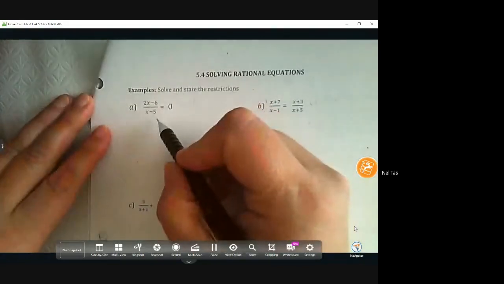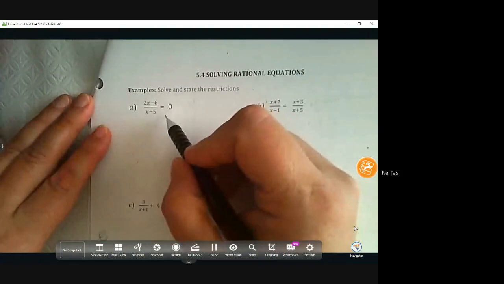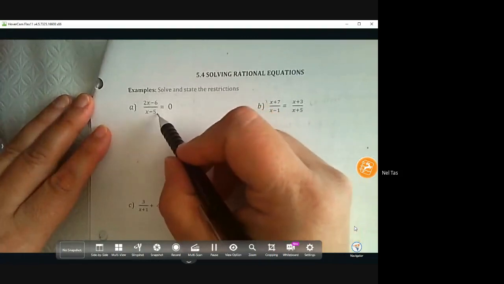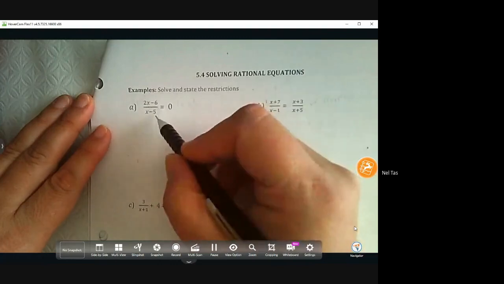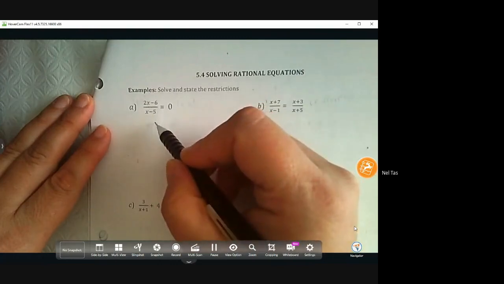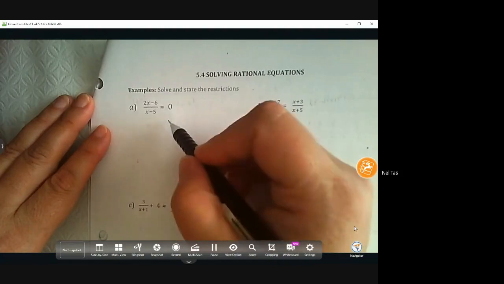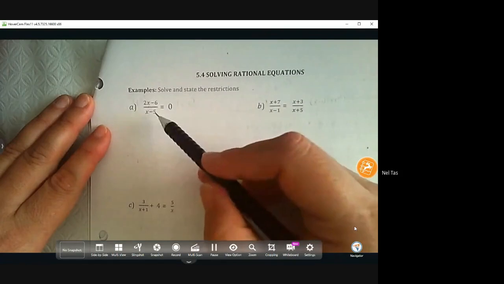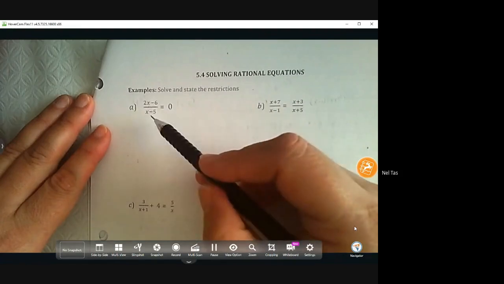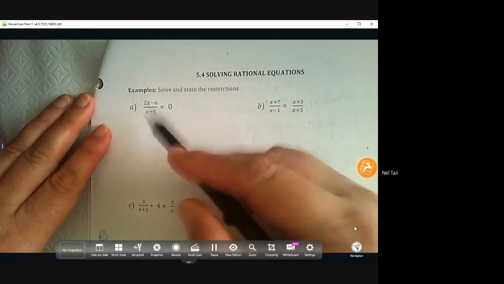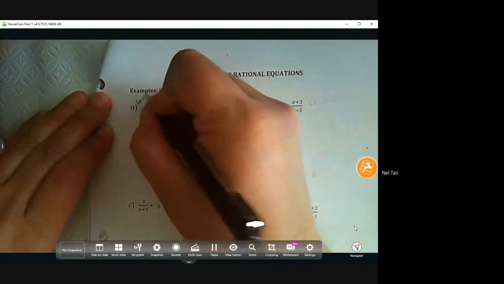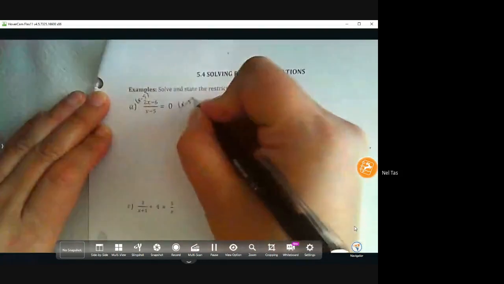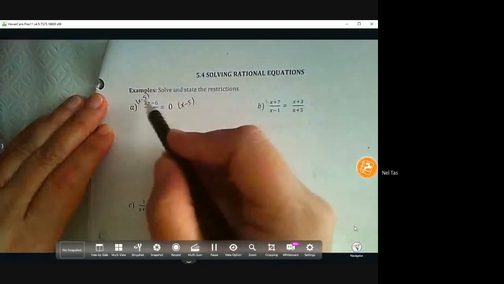So we have (2x - 6)/(x - 5) = 0. To be able to solve this, we're going to get rid of this denominator. We are going to find the LCM and multiply both sides of the equation by that LCM. In this case, we have only one fraction, so we have only one denominator, x - 5. So we can multiply both sides by x - 5 to get rid of this fraction.